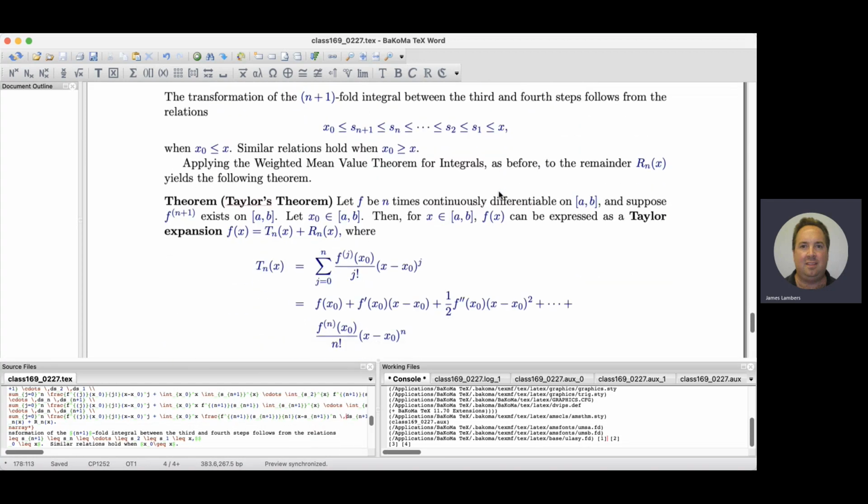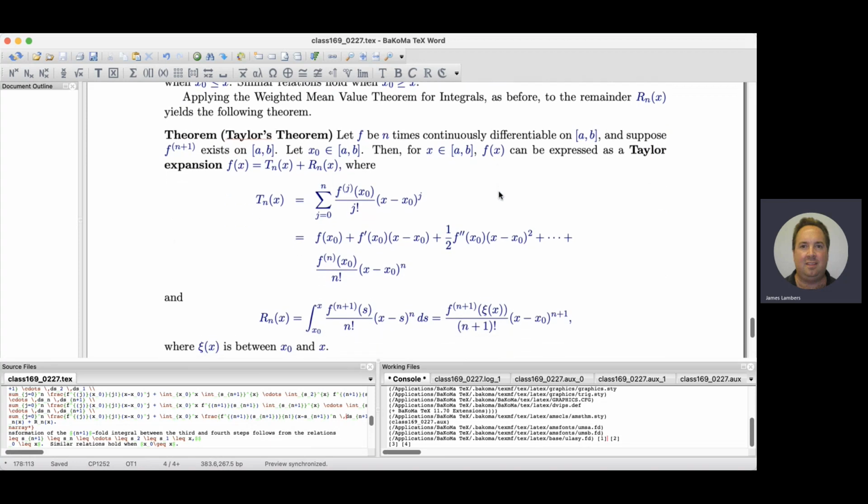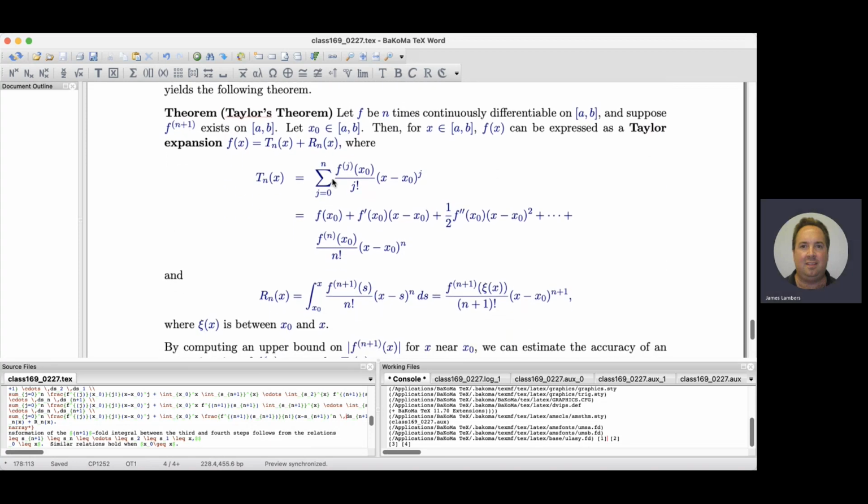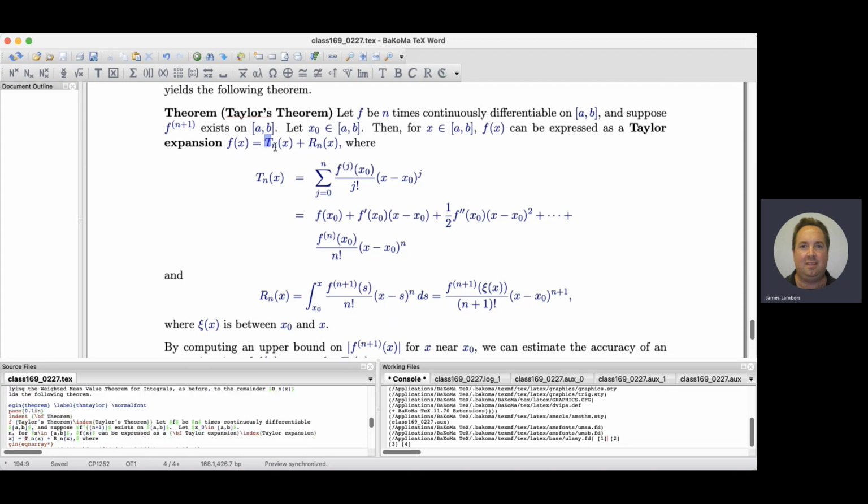And that leads to, finally, the statement of Taylor's theorem. So this is Taylor's theorem. It states that if f has at least n continuous derivatives, and if the n plus first derivative at least exists on an interval AB, it doesn't have to be continuous, and if you choose x naught, your center, to be in this interval AB, then on this interval, you can express f of x as a sum of the nth degree Taylor polynomial and the nth Taylor remainder.